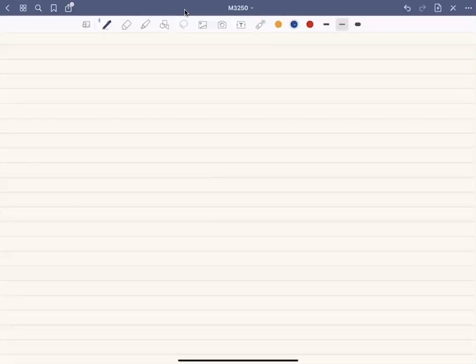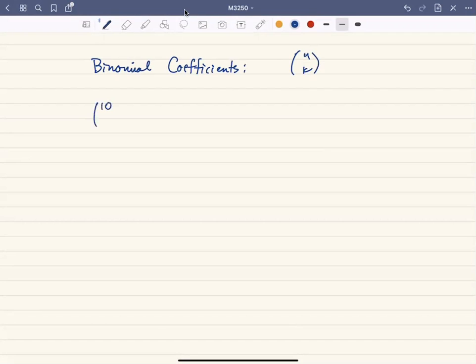I want to just interject here with a few facts about binomial coefficients. Binomial coefficients are the quantities that we were working with before, where it was n choose k. There are a few things I want to talk about. The first is I want to explain just intuitively why 10 choose 4 is the same as 10 choose 6. Of course, you could check that the formulas work for all these values.